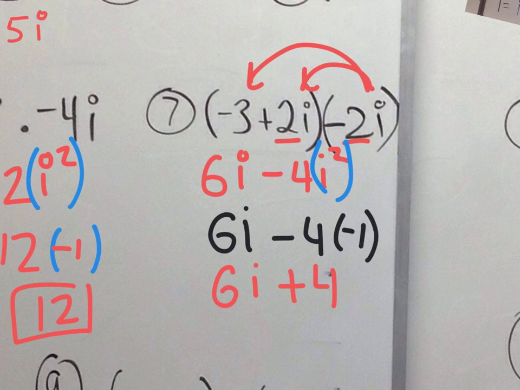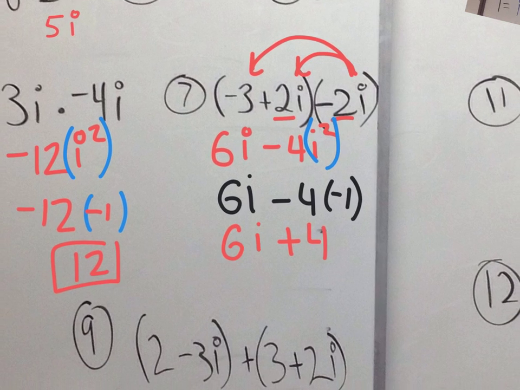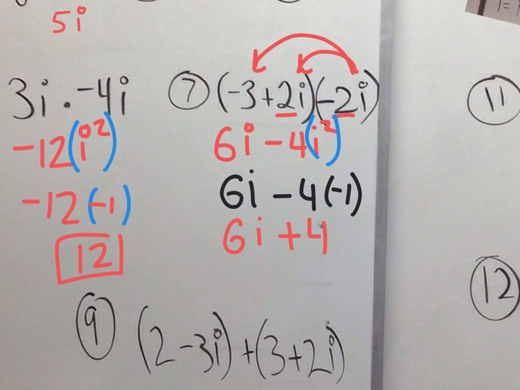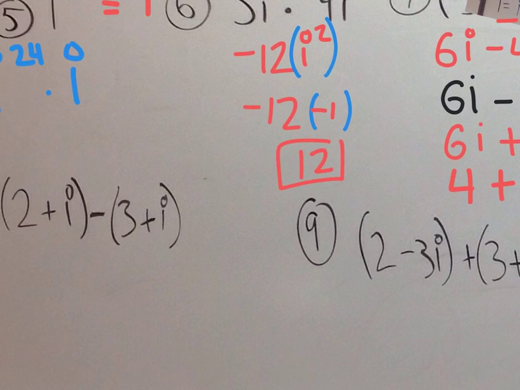And of course, this is still not written correctly, because you always want your complex numbers, that we learned about yesterday, with the real part first and the imaginary part second. So my final answer would be 4 plus 6i. You got it? I hope.